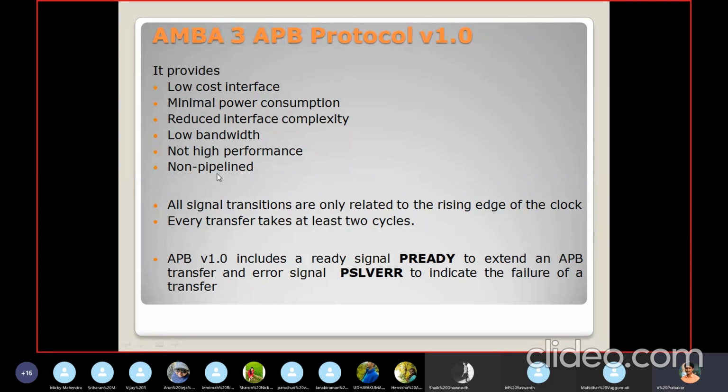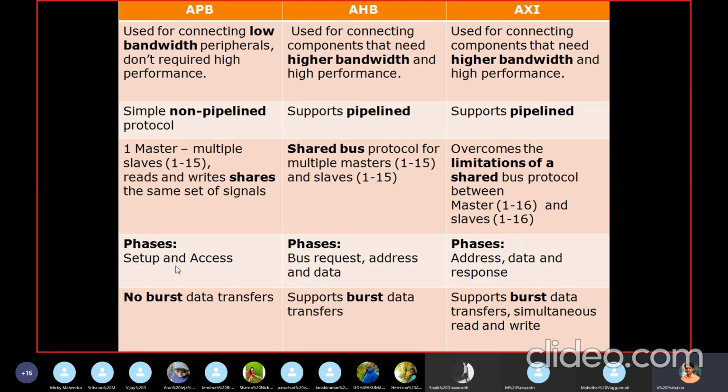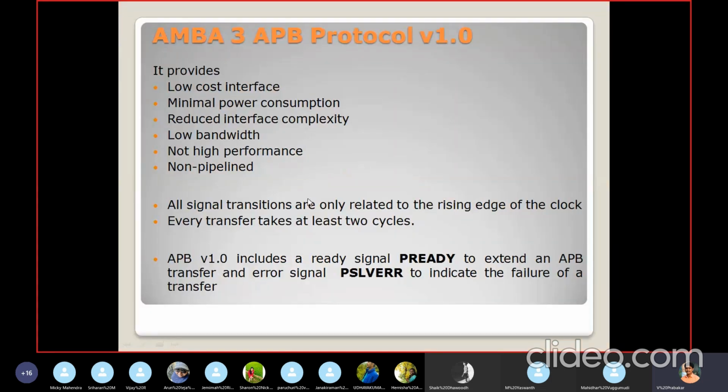Then here we don't have a pipelining concept. In this protocol, all signal transitions are related only to the rising edge of the clock, and every transfer takes at least 2 cycles. Minimum 2 cycles is needed. It operates in two phases: setup and access. For setup we need 1 cycle, and for access we need 1 cycle. So a minimum of 2 cycles is needed. It may take more than 2 also.